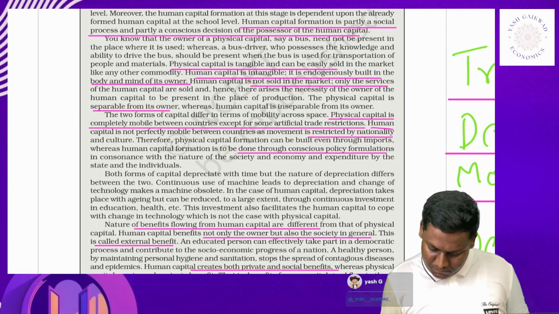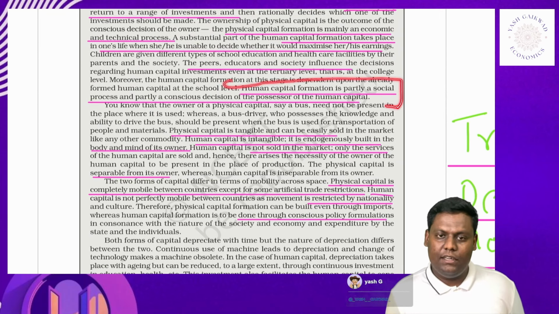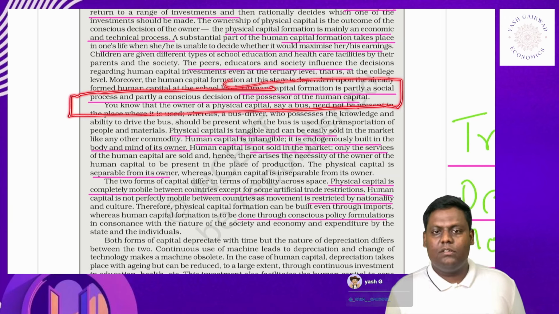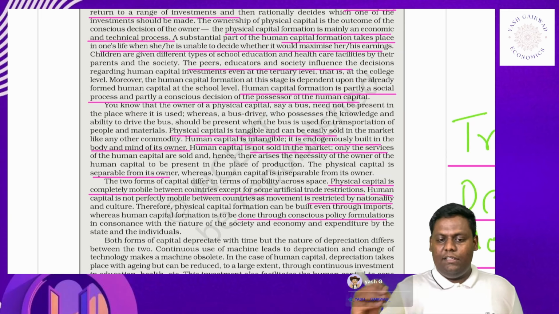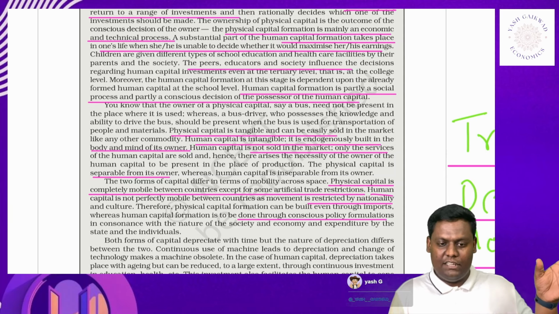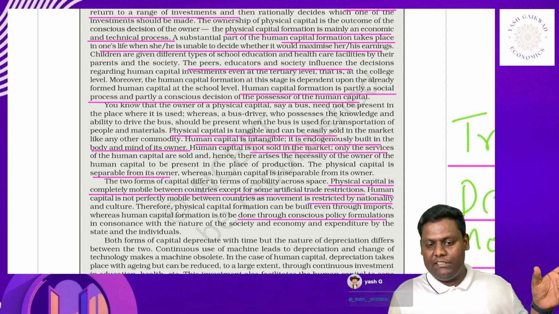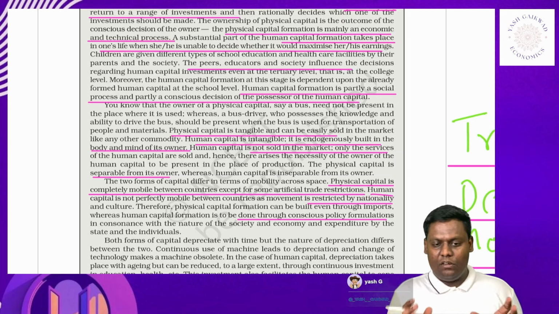and the process of human capital formation is partly a social process and partly a conscious decision, as we have seen that at times the decision maker and the person who will ultimately reap the benefit of this decision are two different entities. In case of educating a child, the parents are the decision maker and the child is the one who will reap the benefits. So that is how it is partly a conscious decision.